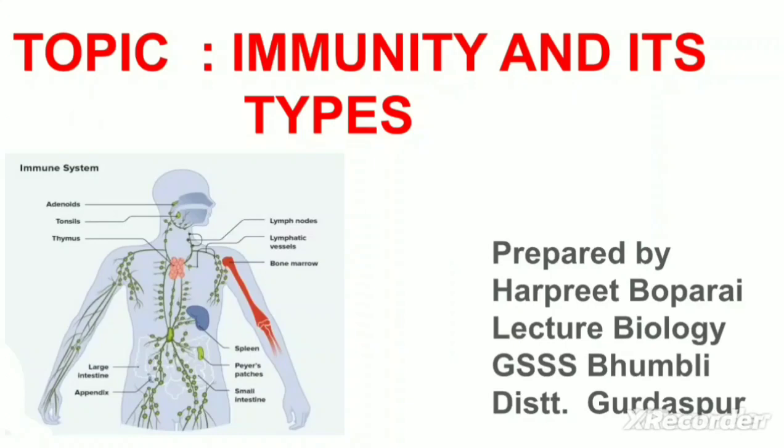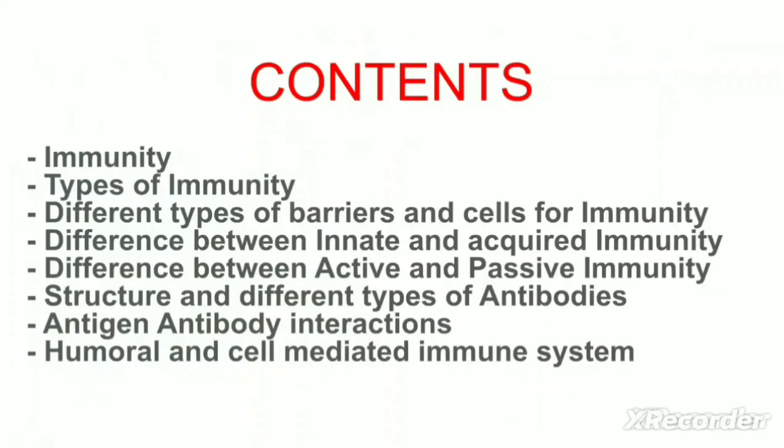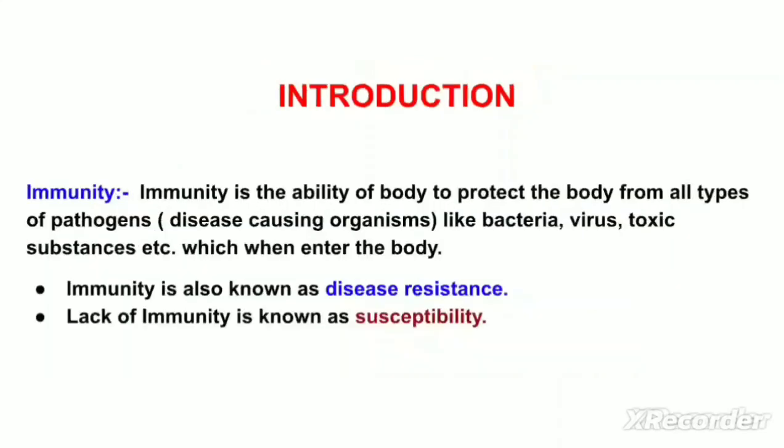Today, I am going to discuss immunity and its types. Contents of today's topic are immunity, types of immunity, different types of barriers and cells for immunity. Difference between innate and acquired immunity. Difference between active and passive immunity. Structure and different types of antibodies. Antigen antibody interactions. Humoral and cell mediated immune system.